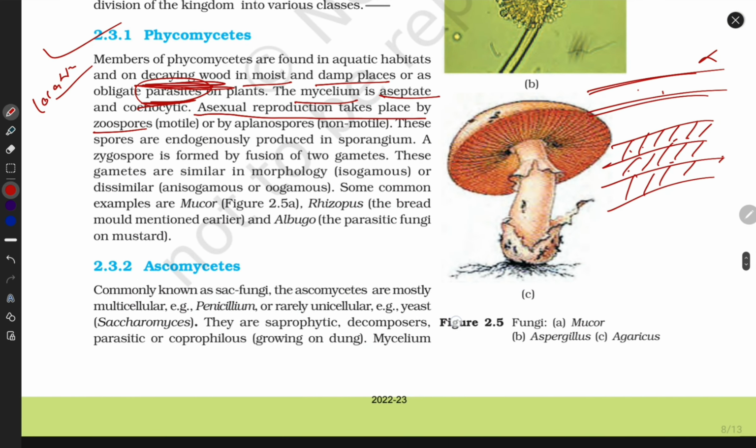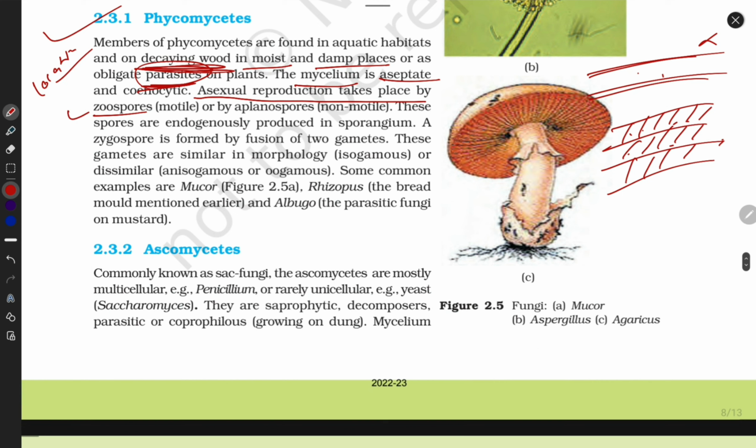Their asexual reproduction takes place by zoospores or by aplanospores. Zoospores are motile because they have flagella. Aplanospores are non-motile, they don't have flagella. But reproduction is reproduction.